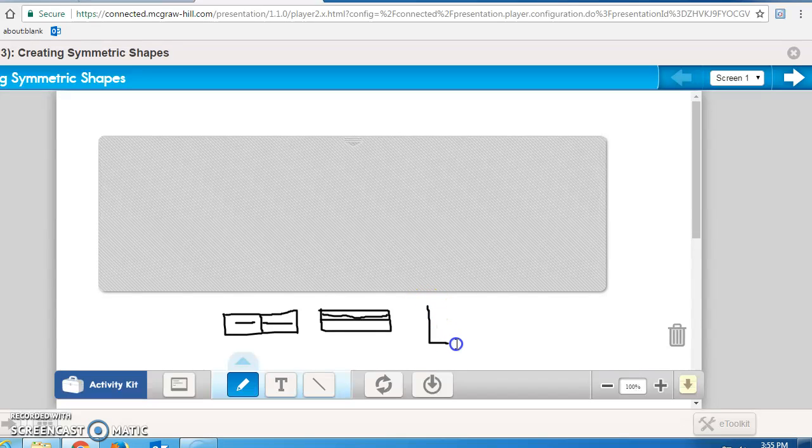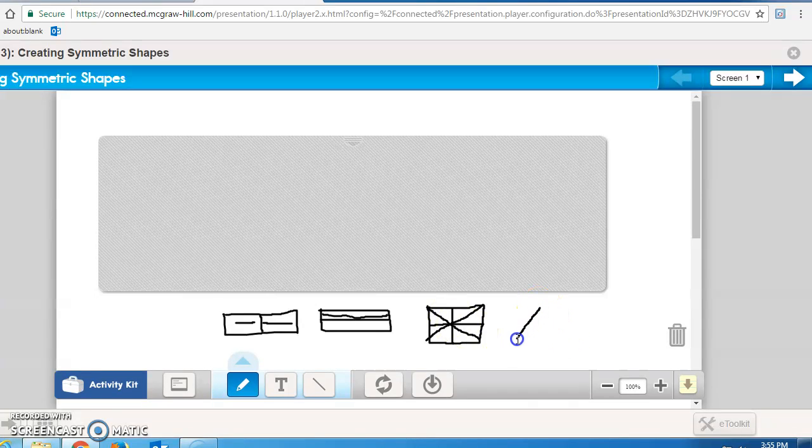Some of you found posters that were perfect squares, and you found that you could do multiple lines of symmetry. You could cut it down to the middle. You could cut it horizontally. You could cut it from corner to corner and corner to corner. Here again, that's if the lines are perfectly the exact same measurement and make a perfect square.